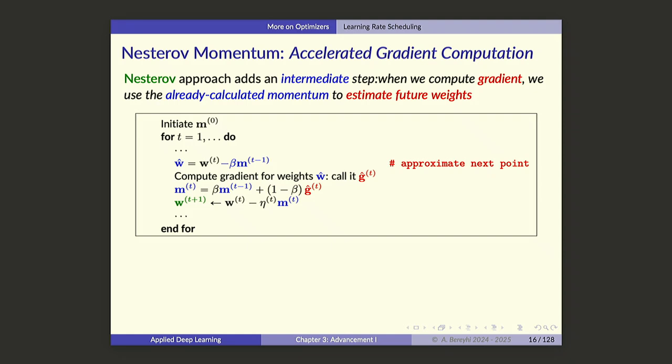But he did it like this, and when you do this, you compute this middle point, then you compute your gradient at point w hat, and then you update your momentum with this g hat. You do not update your momentum with g itself. Everybody's clear? Any questions?